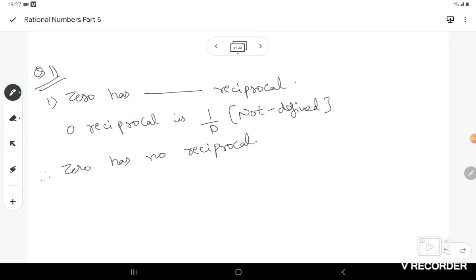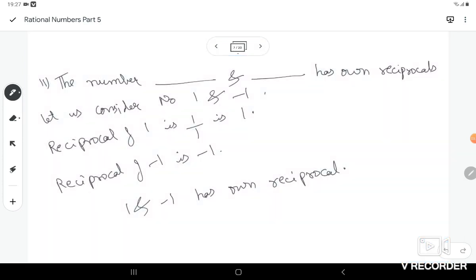This is the same question we have discussed before. 0 has no reciprocal, as the reciprocal of 0 is not defined, which is not any kind of number. Now this is the same question which is repeated again: the numbers that are equal to their own reciprocals. So I have discussed before that 1 and minus 1 are equal to their own reciprocals.